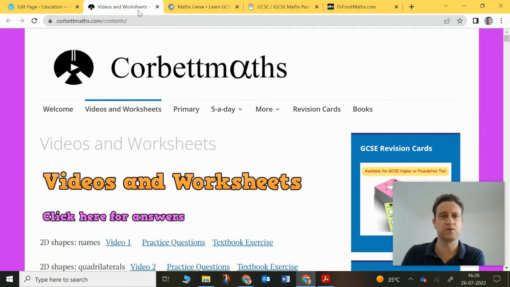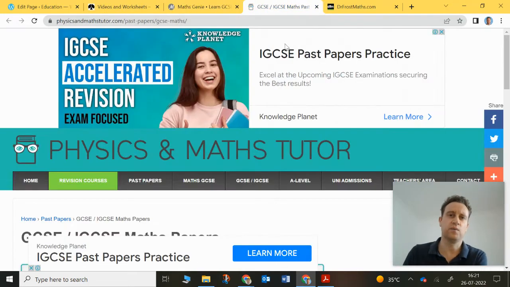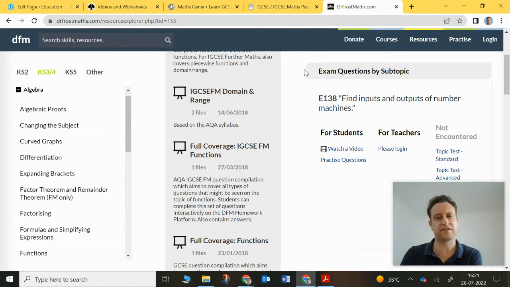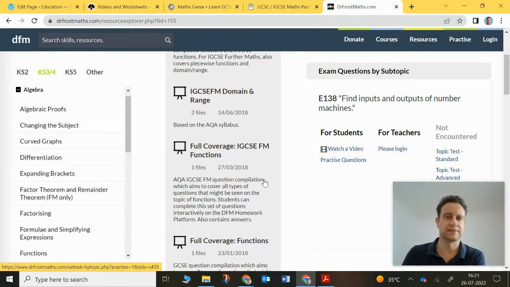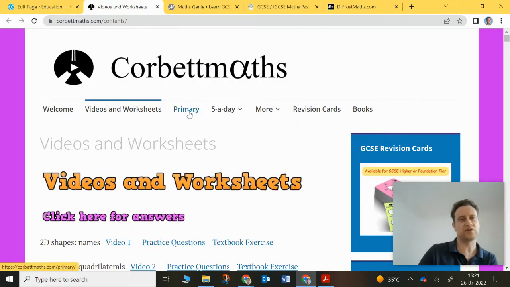And I'm going to show you 4 resources here which can be used by students at home to study IGCSE or GCSE mathematics. So I'm going to show you CorbettMaths, MathsGenie, where to find exam papers, and DrFrostMaths, which is a big resource. I'll come to that when I get to the 4th one, if you're still with me. Okay, so Corbett Mathematics to start off with.